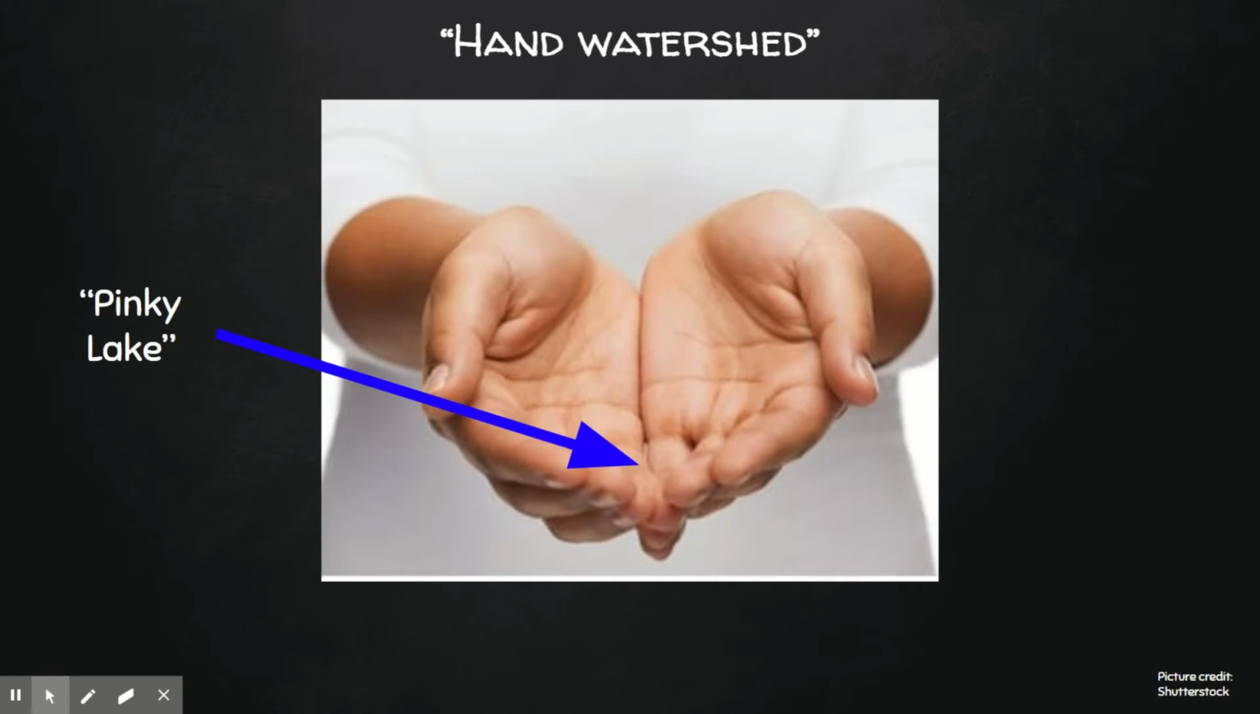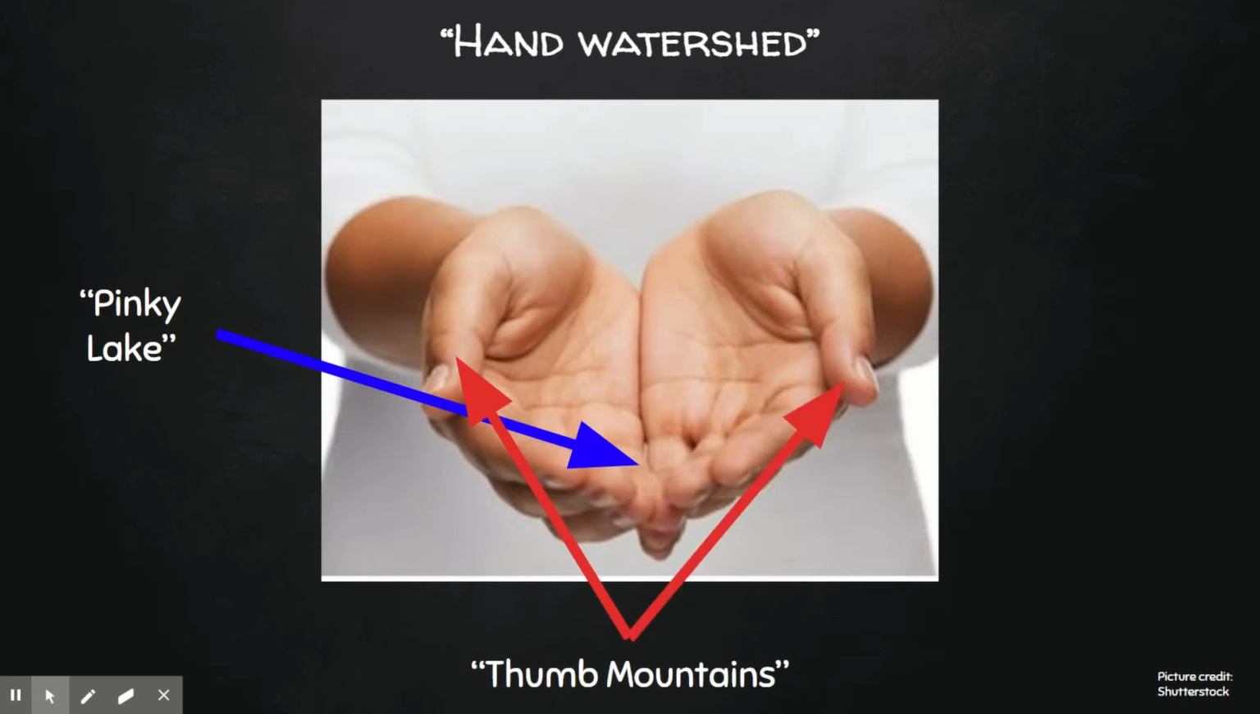But what about water that falls onto your thumbs, or what we'll call thumb mountains? If water falls on the inside of thumb mountains, it will flow into Pinky Lake. If it flows on the outside of thumb mountains, it will flow into a different watershed. This is how real watersheds work, just on a much bigger scale.